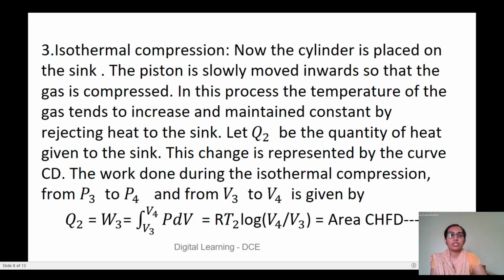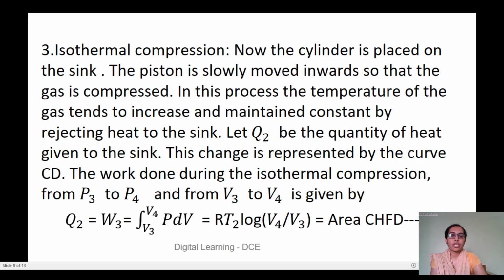In this process, the temperature of the gas tends to increase, and it is maintained constant by rejecting heat to the sink. Since it is an isothermal process, temperature has to be maintained constant. So the increase in temperature is rejected to the sink. Let Q2 be the quantity of heat given to the sink. This change is represented by the curve CD.